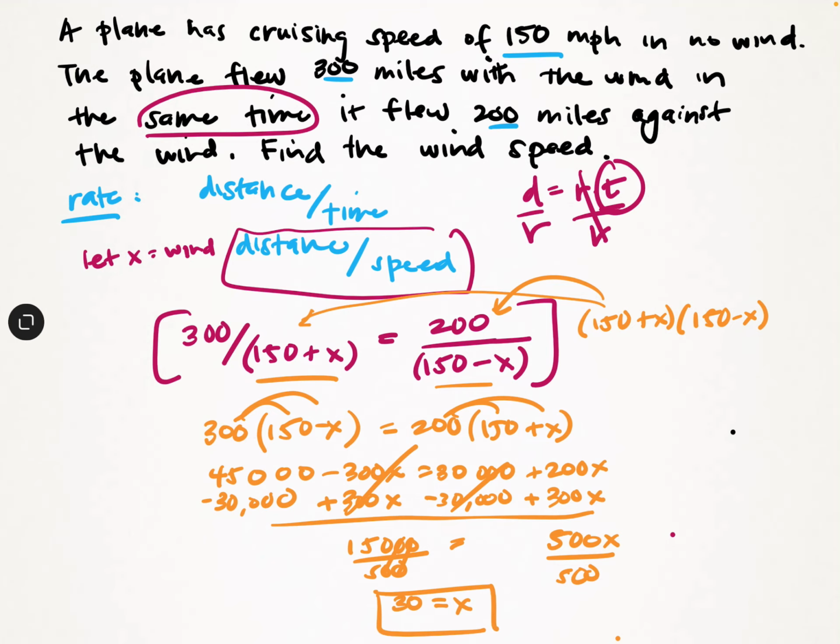Okay, so make sure when you set it up, you do the distance over the rate is equal to the other distance over the rate. Make sure we get the plus and minus part correct. Plus means that it's going faster because the wind is helping it. Minus means the plane is going slower because the wind is hurting it or slowing it down. So once you do that, then it's just like what we've been doing with the solving of the rational equation stuff. This is good practice. All right, good job.